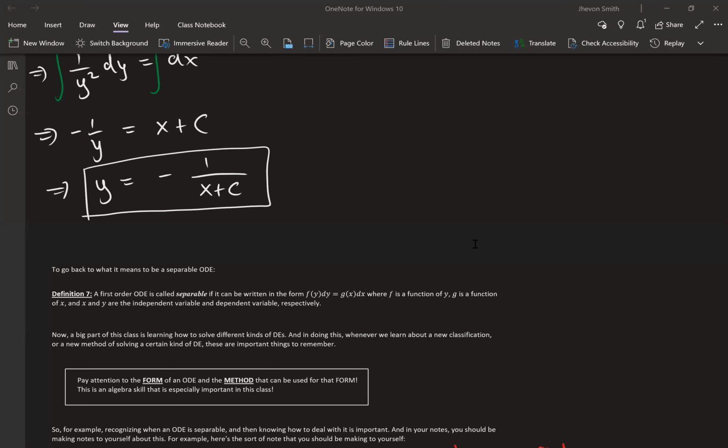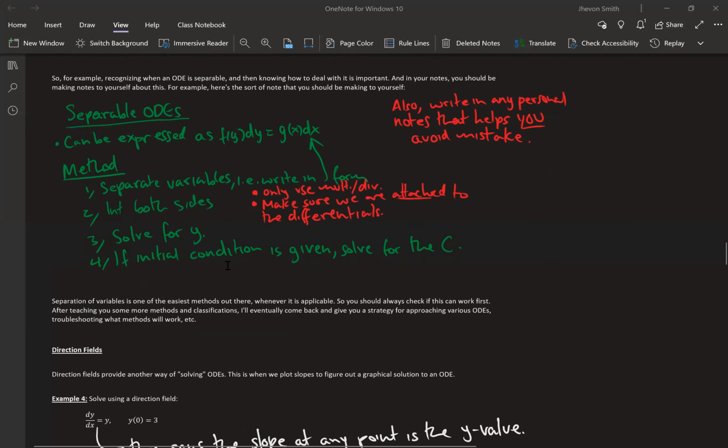Now, once I've taught you a bunch more methods, I'm going to give you suggestions as to when you might think to use what method, what you look for, and in what order you want to think about them. So yeah, we covered that.